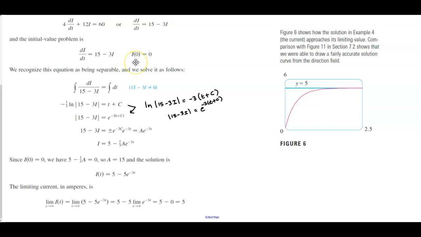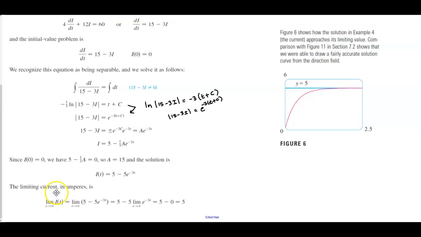Now, since our initial value problem had given us an ordered pair where we have 0, 0, if we plug in 0 for t and 0 for I, then we would get 5 minus 1 over 3a, which is equal to 0. Solving for a in that equation, by subtracting 5 and multiplying both sides by negative 3, a is going to equal 15. And so therefore, the solution to this problem would then be I of t, which is equal to 5 minus 15 divided by 3, which is 5, e to the negative 3t.